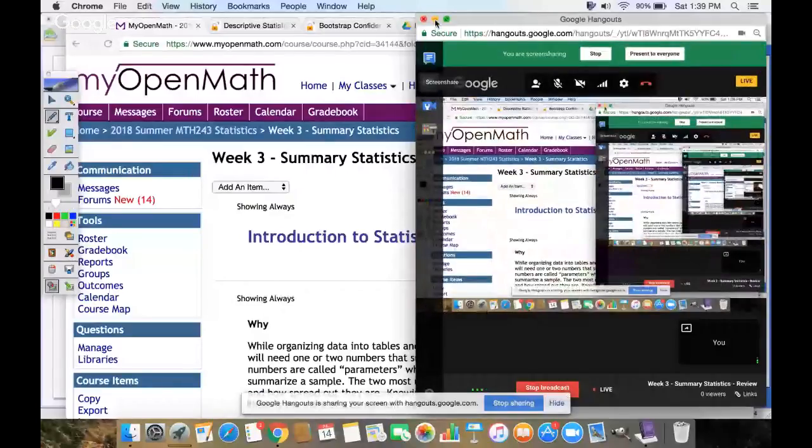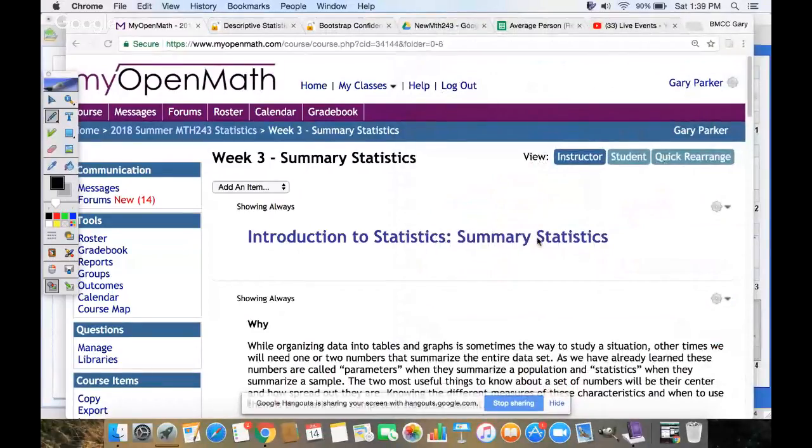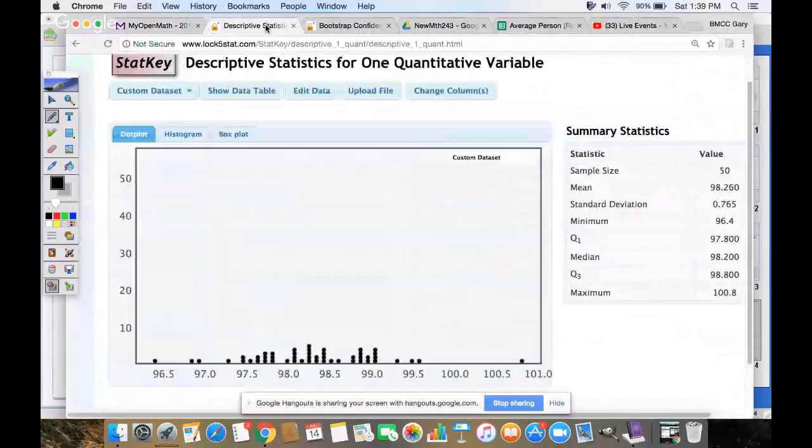Week 3 is at its end here. So here's a little overview of the week. We're doing summary statistics. An example, here in StatKey, I have the body temperatures of 50 random individuals. And you can see the dot plot. Each of these dots is a particular person that was sampled.